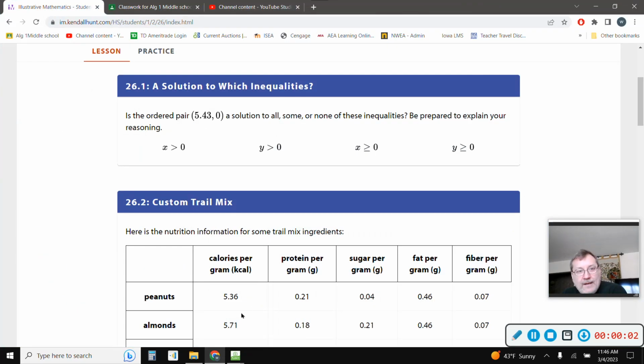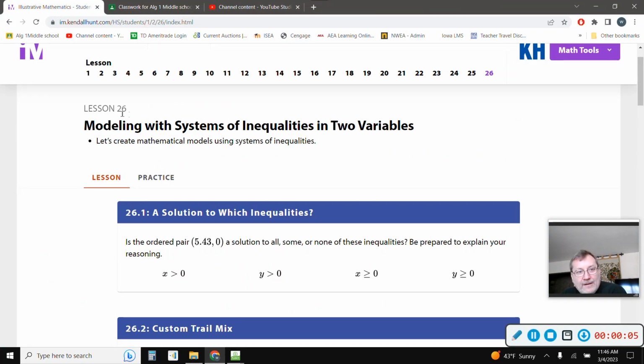Hello students, and right now we're going to start in on lesson 26, the last lesson in your book. After this we go on to the second book, units 3 through 5. So your final lesson on this.